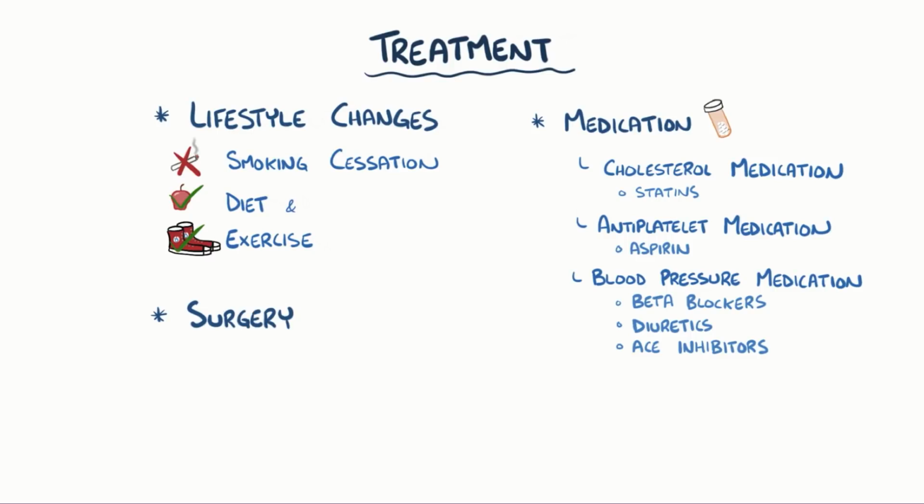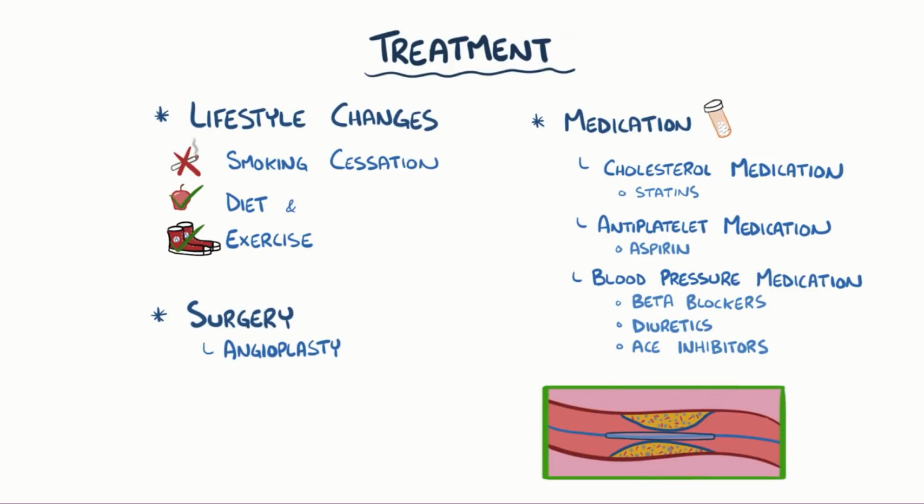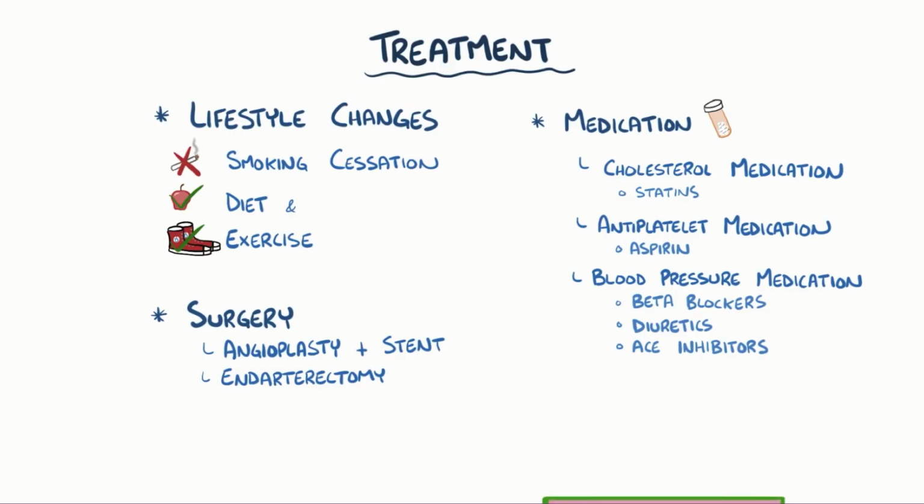With severe atherosclerosis, angioplasty can be used to open a blocked artery with a balloon, followed by the placement of a stent to keep the artery open. A surgery called an endarterectomy, often done with the carotid arteries, can also be done to remove fatty deposits. Finally, a blood vessel can be grafted in and used to bypass or go around a blocked artery.